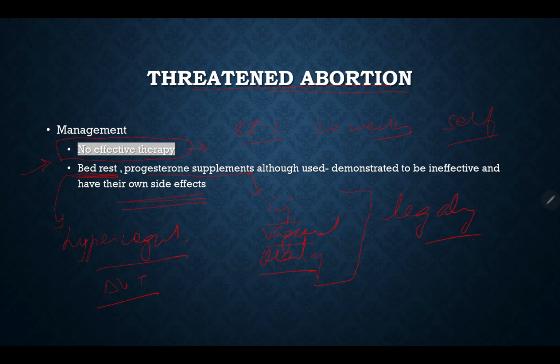You just have to reassure and follow up the woman with a minimal amount of medicines, usually supplements like folic acid, or if she is having vomiting, then you have to support that, or you can give calcium supplements. So there is no effective therapy till date in evidence-based medicine for threatened abortion.